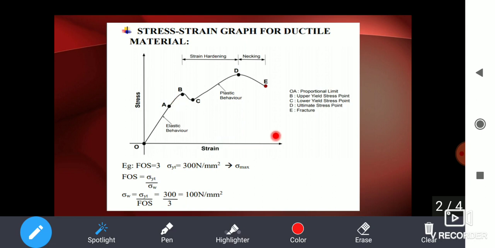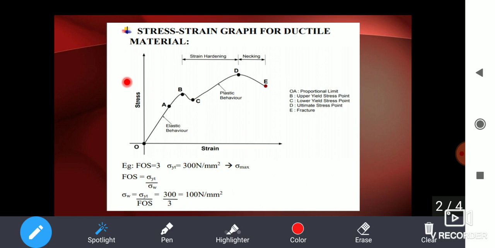Now we'll be seeing the region between C and D. In C to D, the stress is increasing in a tremendously high manner. So the stress at this point is the highest in this graph. Point D is the highest point, and here we will be getting the maximum stress value. If you plot the graph horizontally, we will be getting a stress value that will be the maximum value.